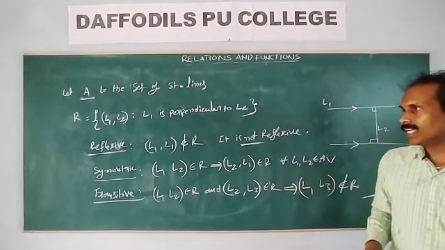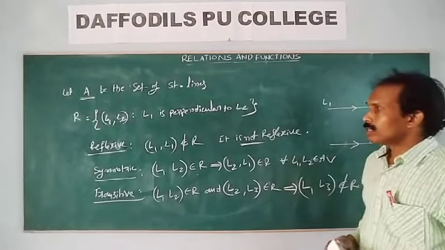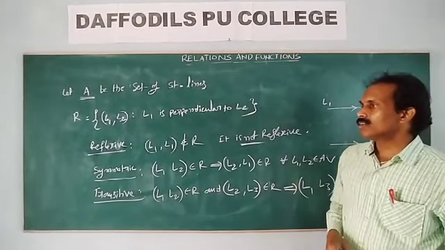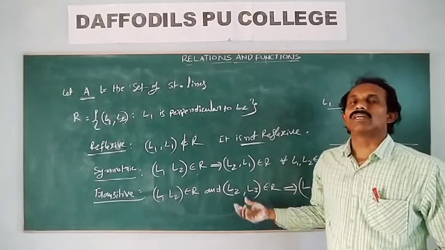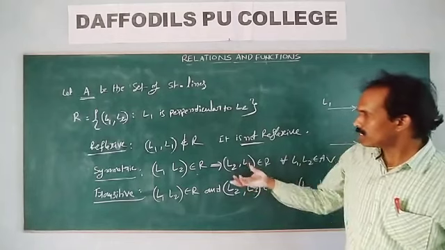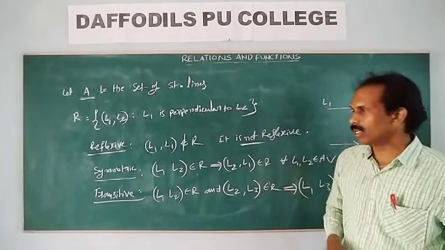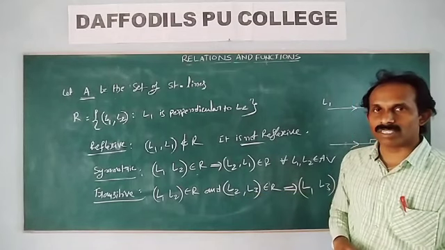Sometimes they ask a question: give an example of a relation that is neither reflexive nor transitive, only symmetric. Sometimes it is a 1 mark question. In this type of example, only symmetric is satisfied, reflexive is not satisfied, and transitive is not satisfied.